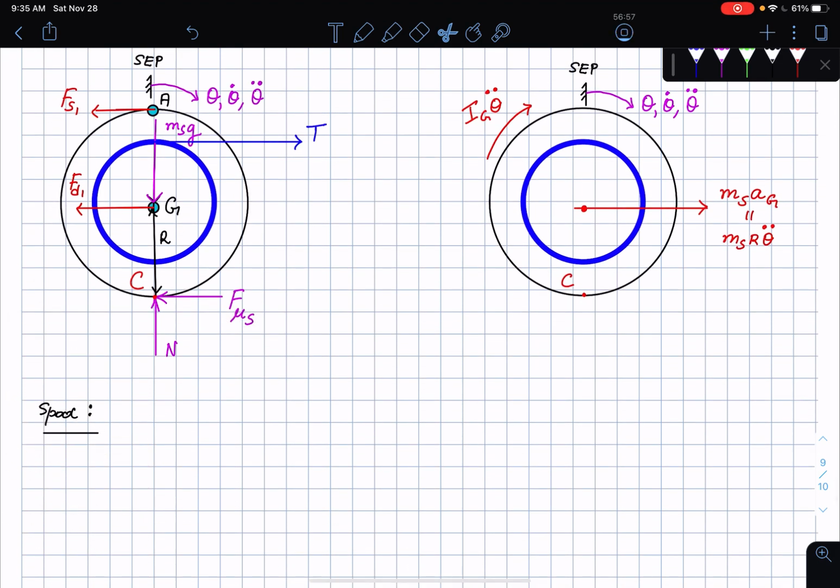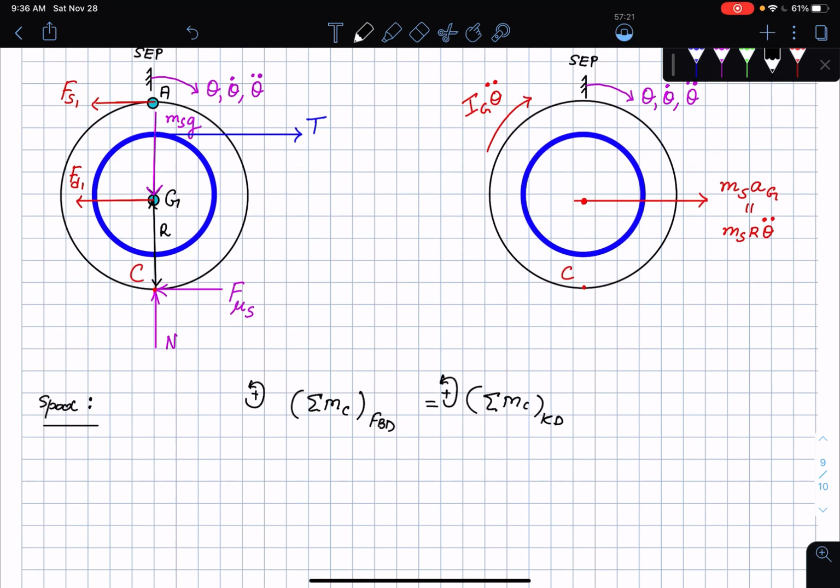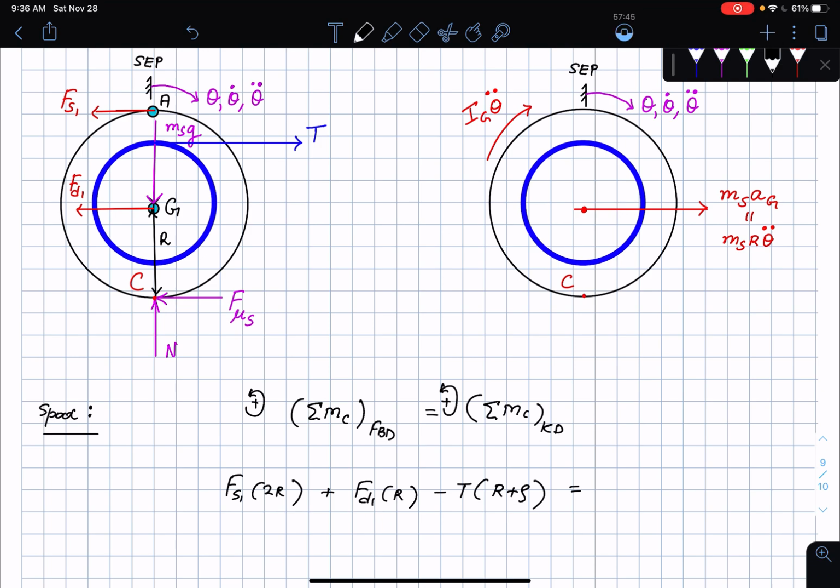So what am I going to do on the spool? I'm going to sum moments at the contact point, because I don't want the friction force to be part of the equation of motion. So MC on the free body diagram is equal to MC on the kinetic diagram, with counterclockwise rotations positive. First, Fs1 times the distance of 2r, counterclockwise. Then Fd1 times the distance of r. Then don't forget the tension: minus T times r plus rho. Then the kinetic diagram is Ig theta double dot clockwise, and then minus ms times r theta double dot multiplied by r.